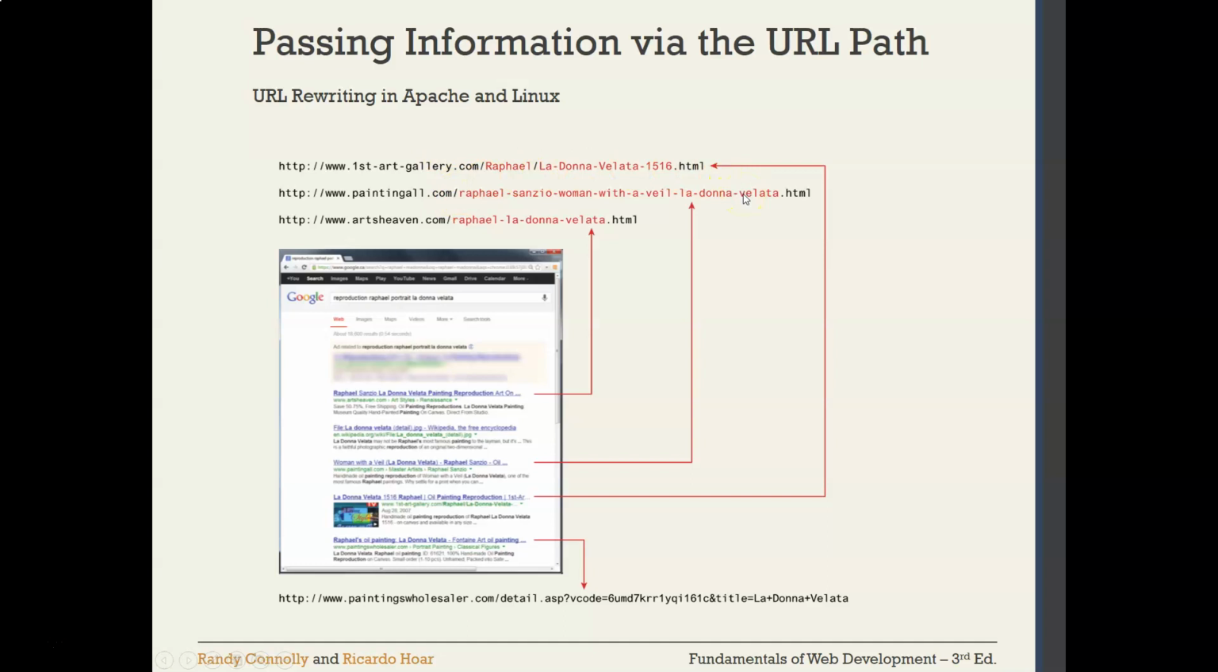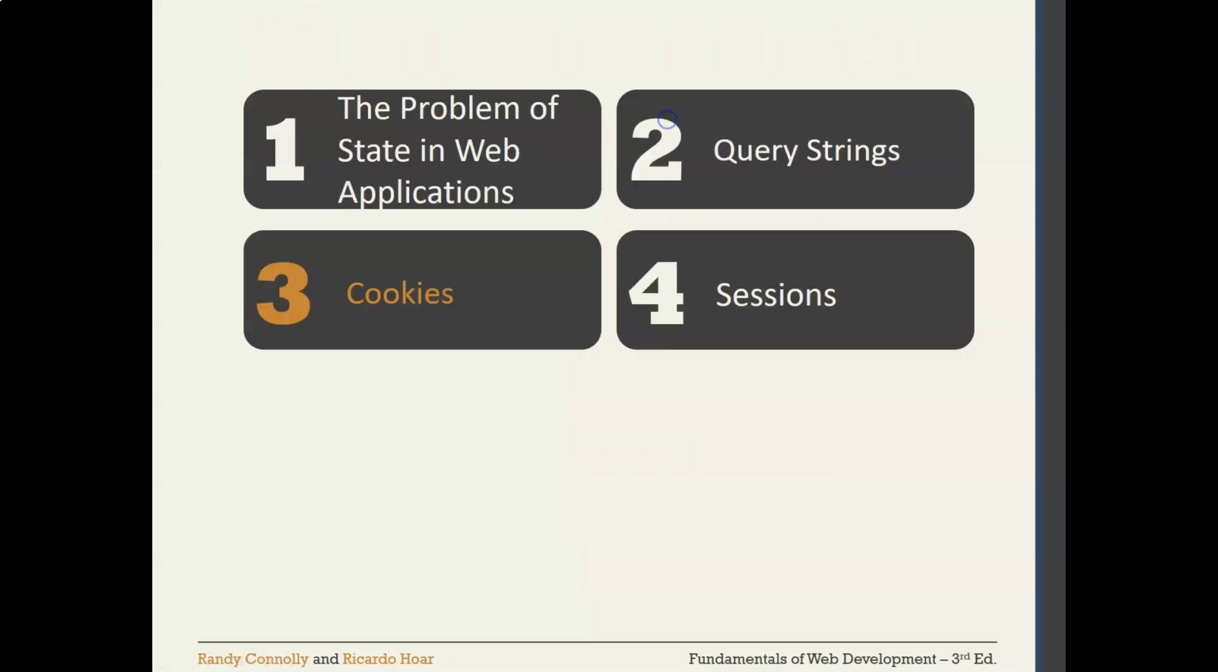Why have they done this? Well, there's a perception that search engines prefer or give better rankings to sites when they don't use query strings. Indeed, this little example here from the book seems to indicate that. The ones with URL rewriting seem to have done better. So there are ways of doing this in Apache and Linux, which we don't need to worry about.